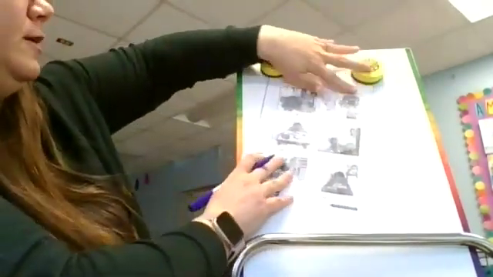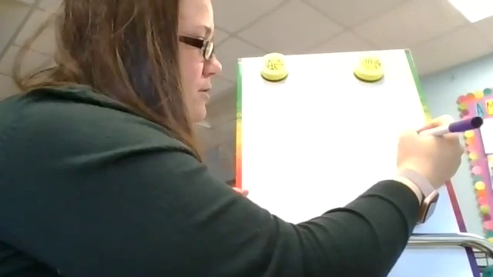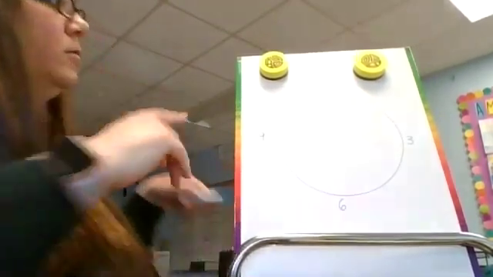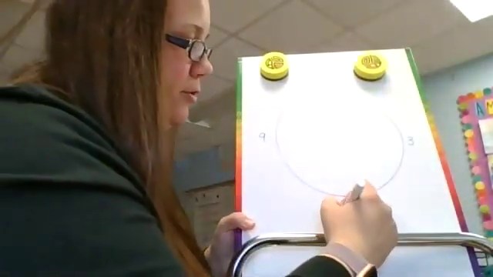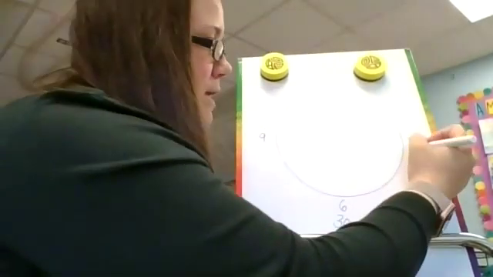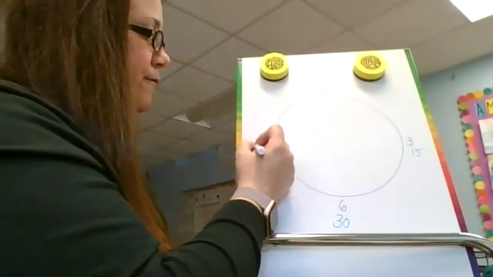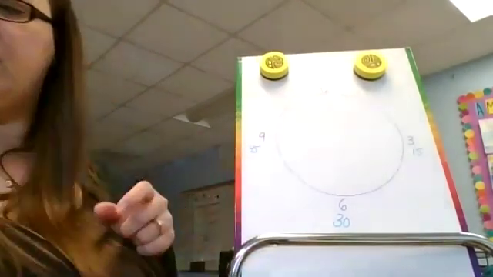Now I want you to take a look at something really important. So I'm going to draw a clock, and I'm going to put a 12, a 6, a 3, and a 9. So this would be o'clock. This would be 30 minutes after the hour. This would be a quarter after the hour. And this would be 45 past the hour.